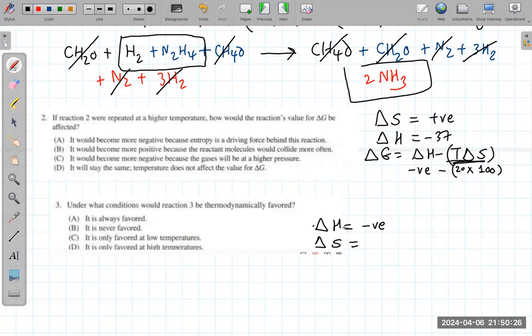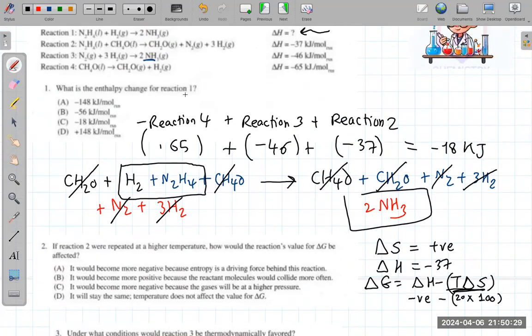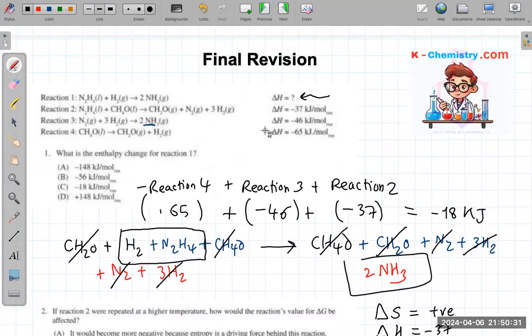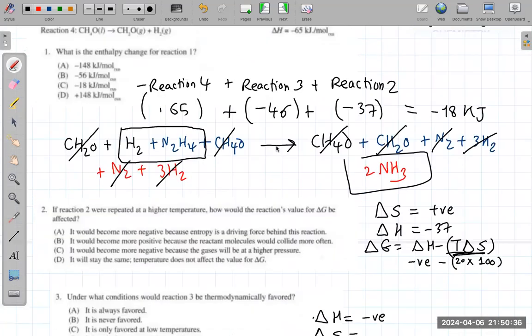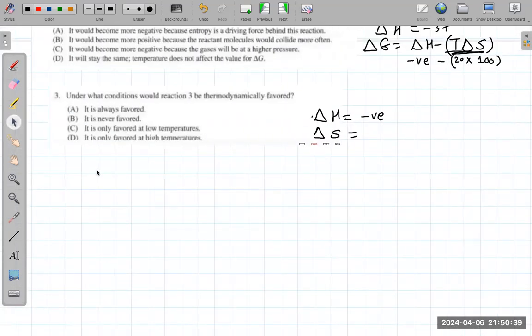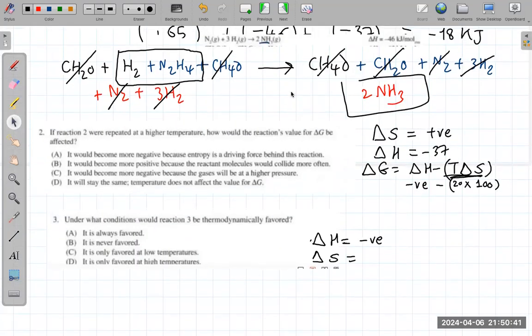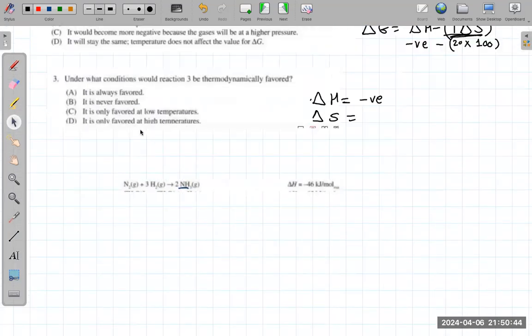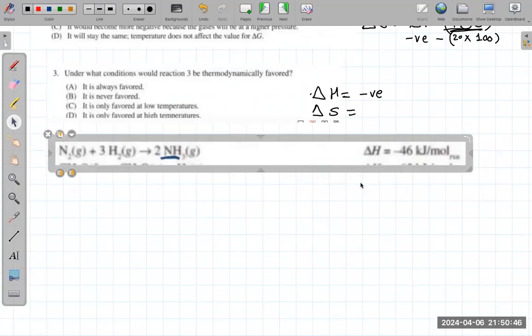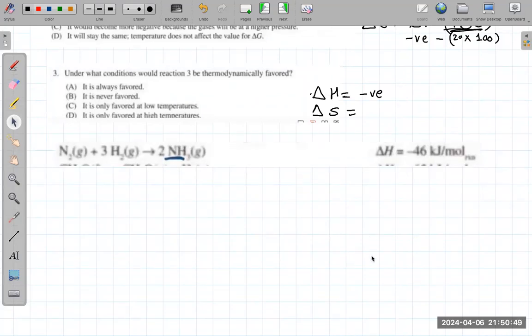Can you go back up to the equation? Sorry, I thought I copied it. You are changing from gas into gas, but what about the number of moles? What happened to the number of moles? They decreased. So instead of having 4 moles on the left side, you have only 2 moles of gas on the right side. So this is negative 46, which means delta S is negative.